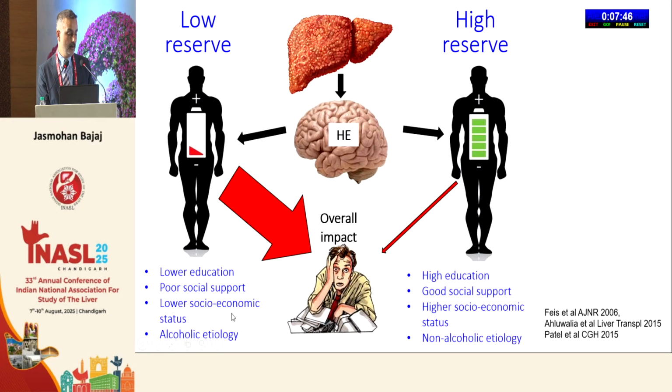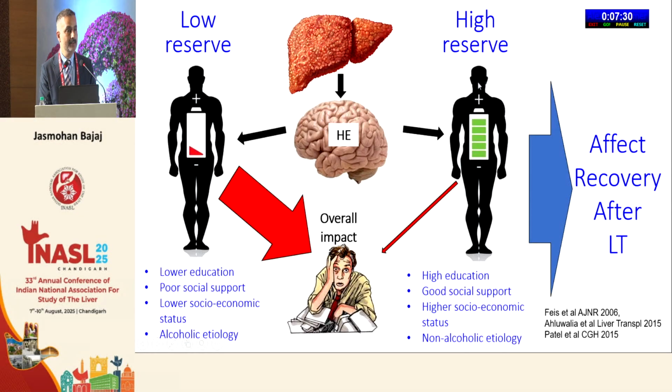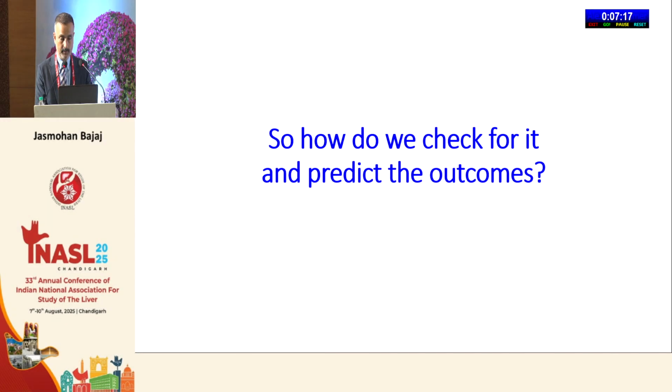So if someone has lower education, poor social support, lower socioeconomic status, and alcohol-related etiology, they by definition will have a low reserve. High reserve is the reverse. The impact of any insult, pre or post-transplant, will be felt much more in the low reserve patients than in the high reserve patients. So there is no blanket yes and no. You have to ask each and every patient, but people with low reserve will more likely be very susceptible to post-LT and pre-LT cognitive problems.